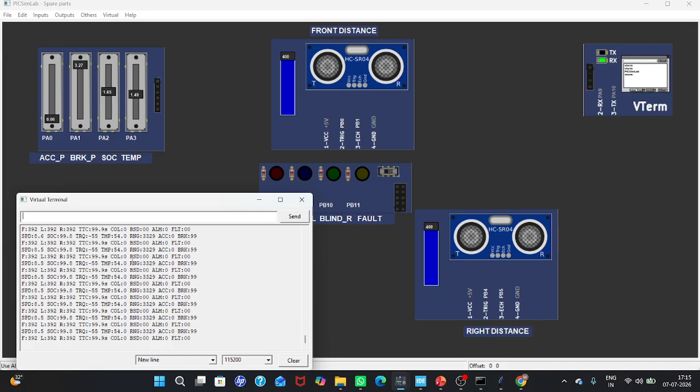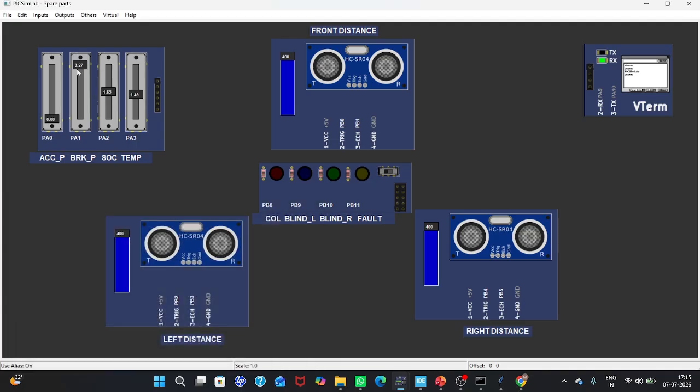The buzzer is connected to PB9, which outputs a PWM signal generated by TIM4. Status LEDs connected to GPIO pins indicate collision warning, blind spot detection, and fault condition.